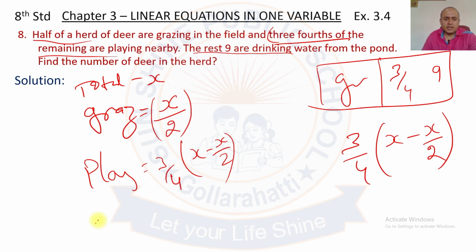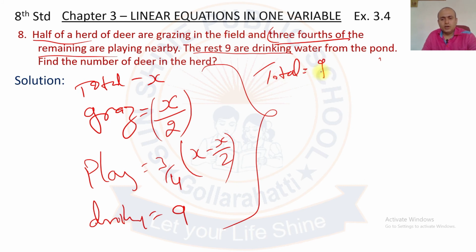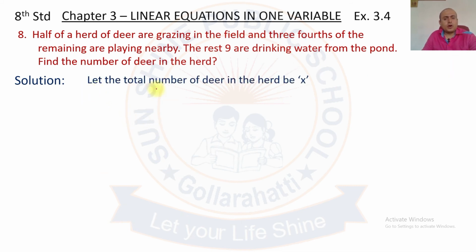So drinking water is 9 deer. So they are given this information. With keeping this information, we have to find the total number of deers in the herd. So total is equal to grazing plus playing plus drinking water. Let us solve it. Let the total number of deer in the herd be x. Number of deers grazing is x by 2, since dividing the total by 2 gives half grazing. Therefore I'll take x by 2 are grazing.